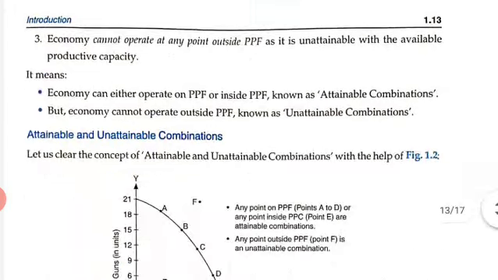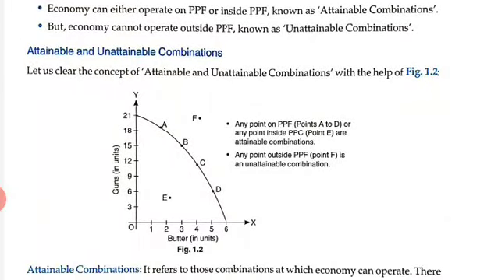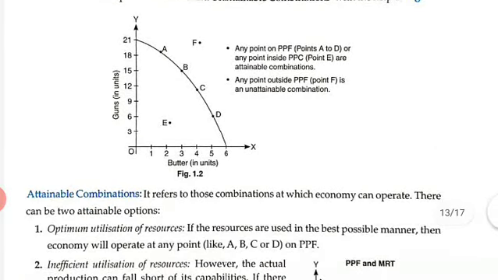So there are 2 points, attainable and unattainable combinations. Now let us clear this concept. Okay children, this is our PPF where we have the points A, B, C, D. These are points on the PPF. Point E is inside the PPF and point F is outside the PPF. So the attainable combinations are A, B, C, D and E.